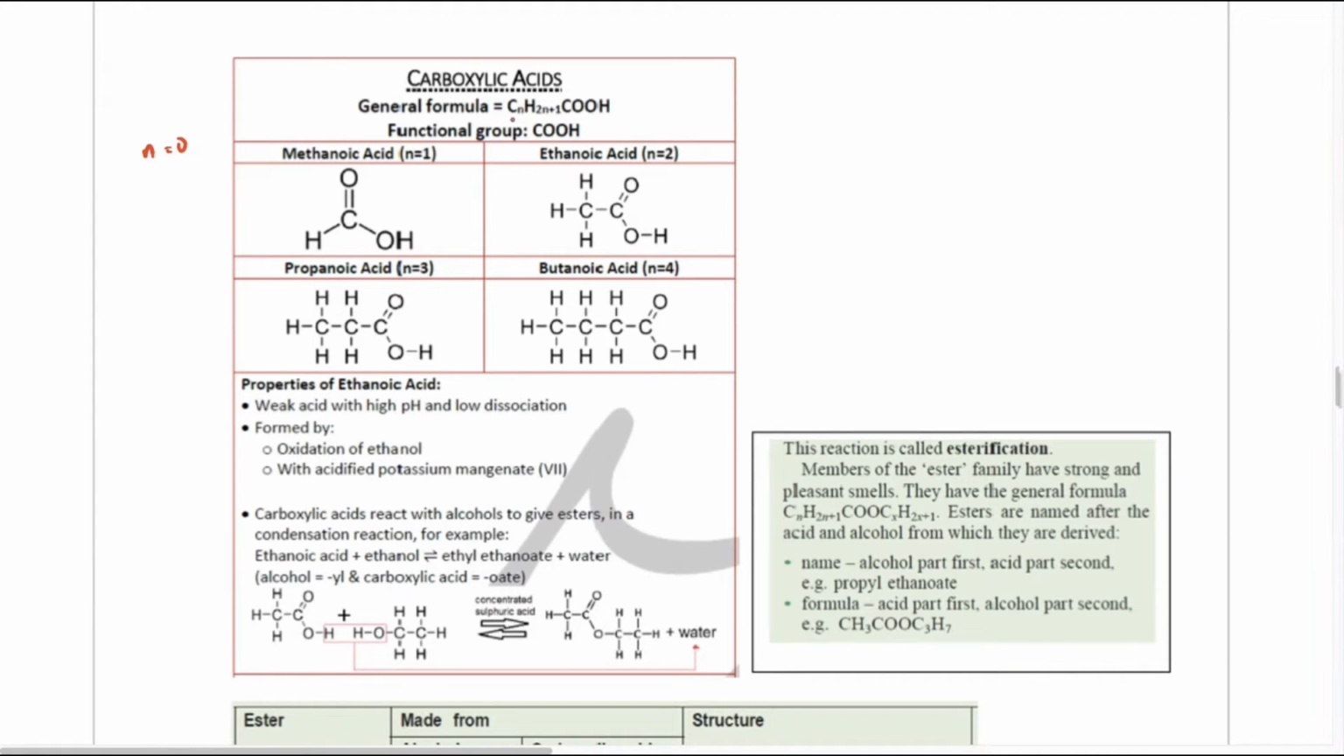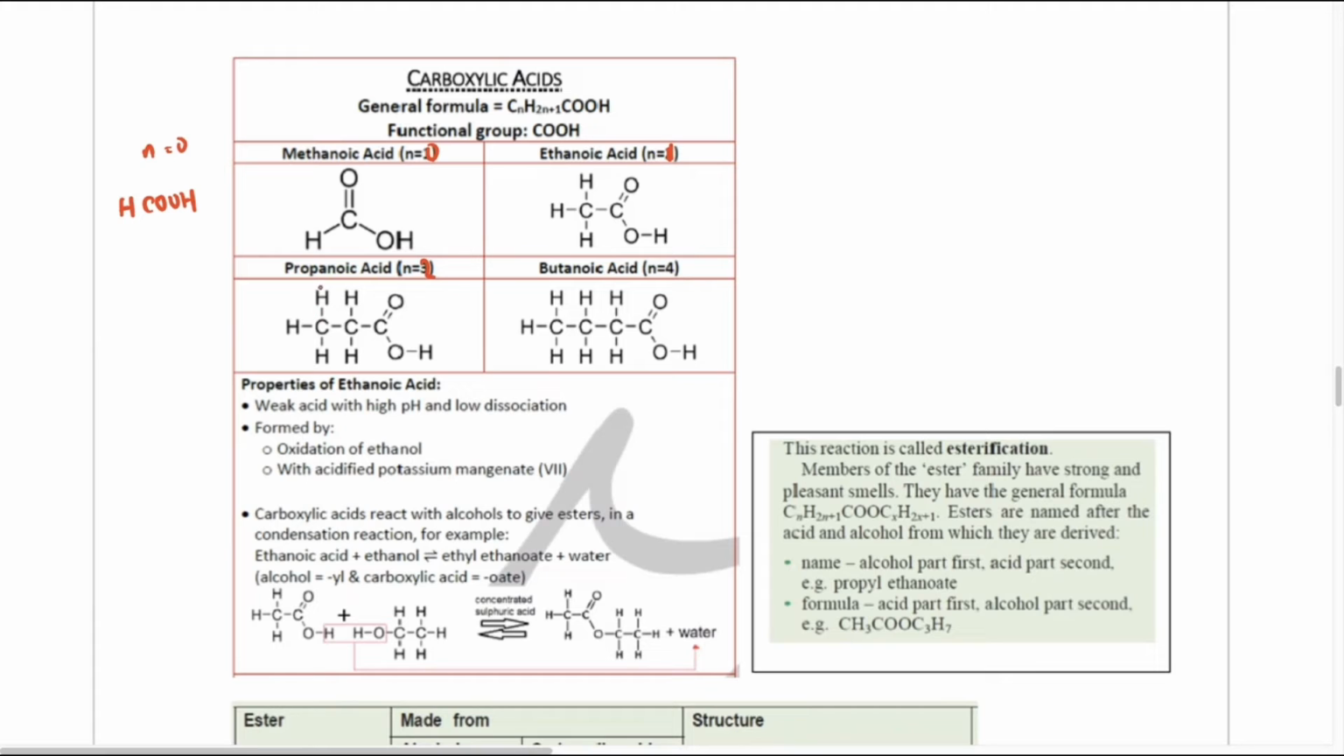Imagine you put 0 here, right? C0H1, you will get HCOOH. So N equal to 0 to get methanoic acid, and because of that, this should be 1. Imagine you put 1 here, CH3COOH. This should be 2 then.